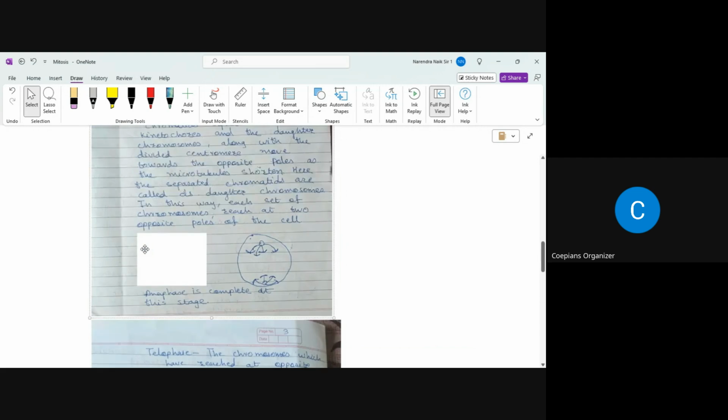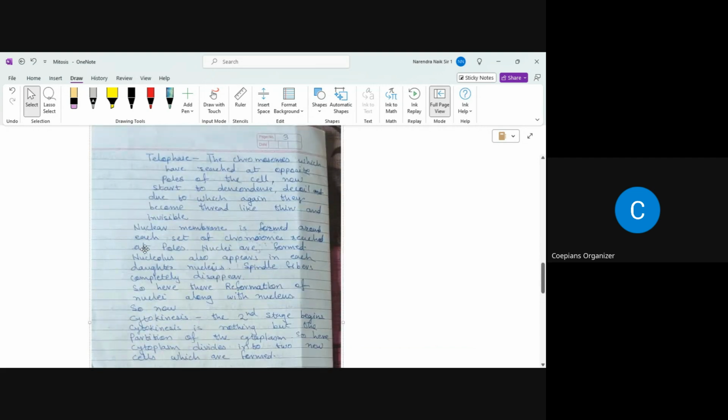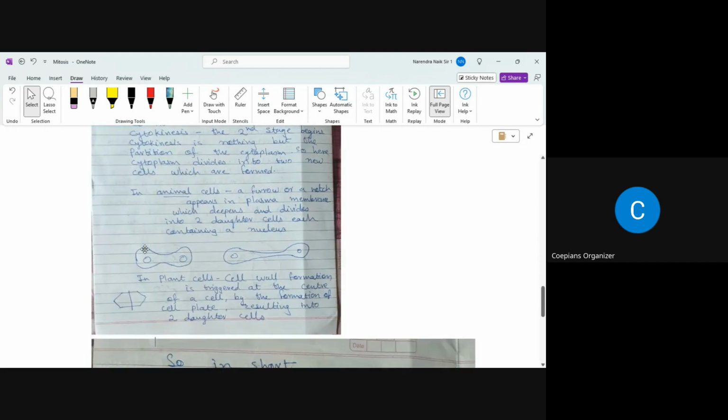Now the last phase is cytokinesis. The second stage is cytokinesis. It is nothing but the partition of the cytoplasm. So here the cytoplasm divides into two new cells. In an animal cell, a furrow or a notch appears in the plasma membrane, which deepens and divides into two daughter cells, each containing a nucleus.